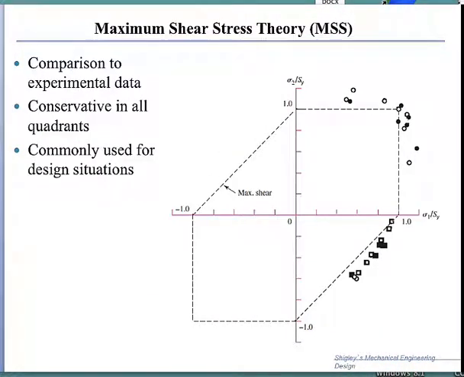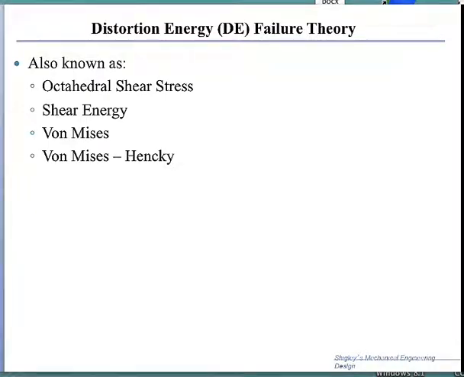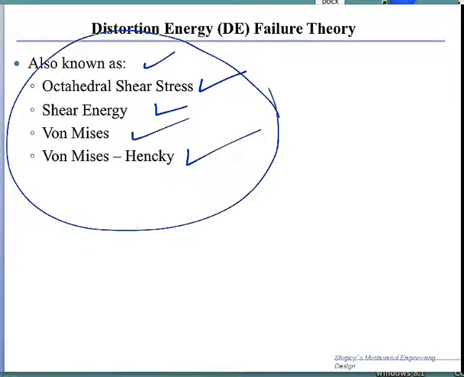So the distortion energy theory is also known as the octahedral shear stress theory, and it's also known as just the shear energy theory, or the von Mises criterion, or the von Mises-Hencky criterion. All of these terminologies are equivalent to one another, and therefore we will consider only one of them, which is the distortion energy criterion or theory.